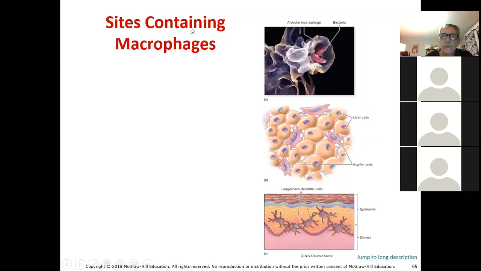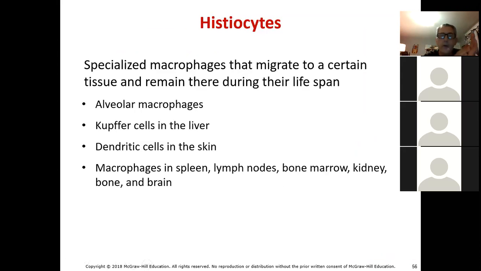We have various specialized macrophages in our lung cells, liver cells. Kupffer cells are specialized and found just in the liver. Langerhans dendritic cells are another specialized cell found in the underlayer of our skin. A histiocyte is a specialized macrophage that can migrate to certain tissue. So these are all macrophages, and they're just specialized by where they're found: the lung, liver, the skin. There's macrophages in the spleen, bone marrow, kidney, bone. We even have them in the brain.